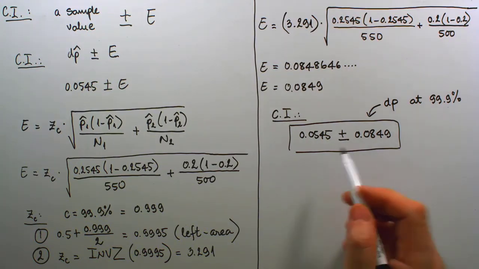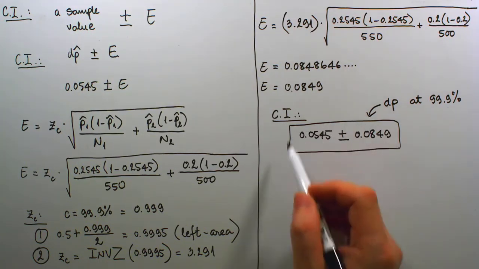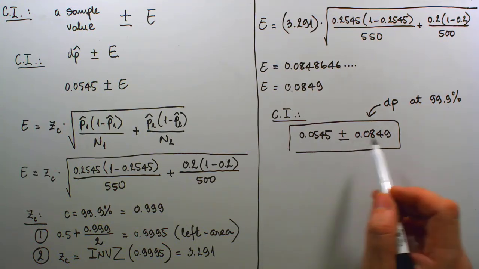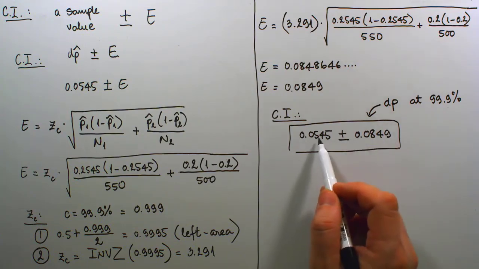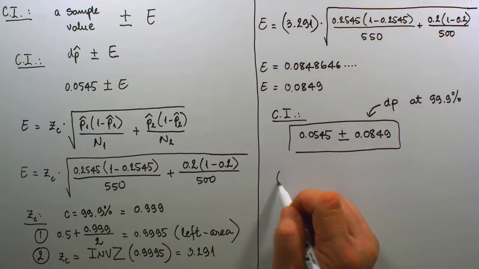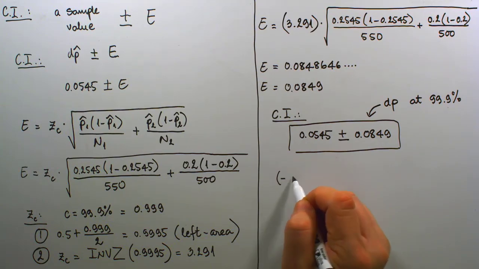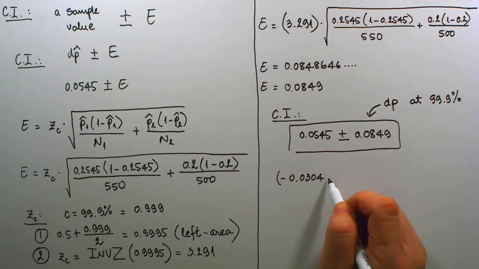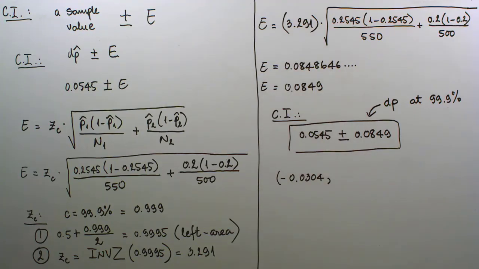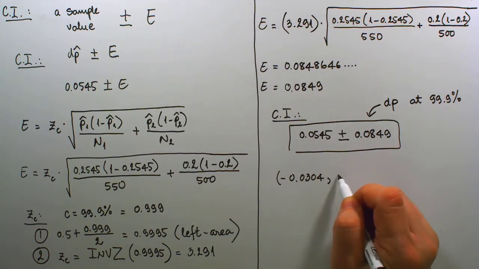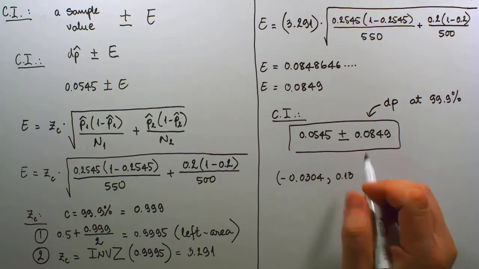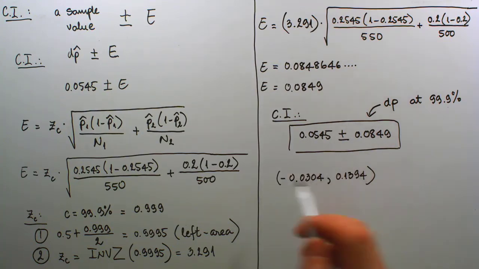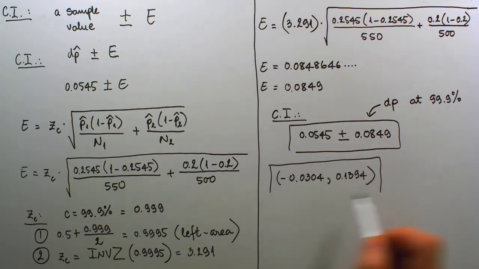And again, we can always put this confidence interval in traditional format by simply subtracting this margin of error from the center point or adding this margin of error to the center point. So low end would be minus 0.0304. And high end will be 0.1394. And so this is the same confidence interval but expressed in traditional format.